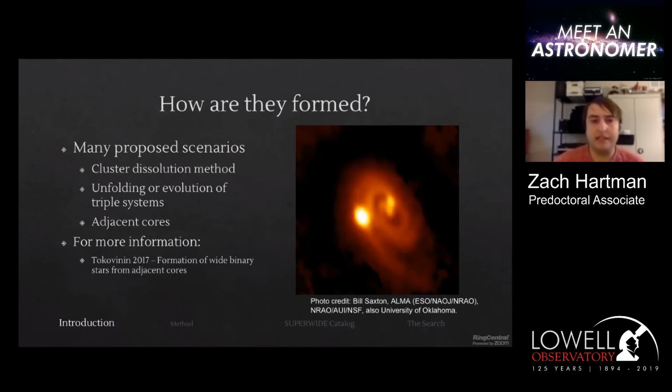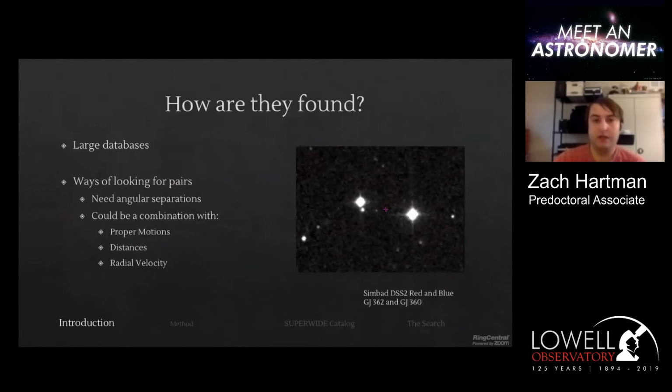And then you have this idea of adjacent cores, where you have two protostellar cores in the same star-forming region, forming stars at the same time, and through gas friction or interactions with other stars nearby, they become bound to each other. And so our search has really been to try and figure out whether or not these different proposed scenarios could be true.